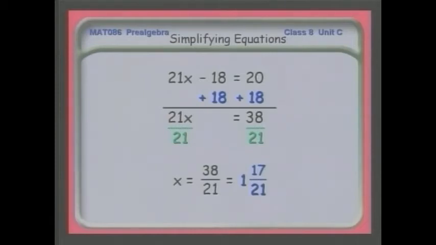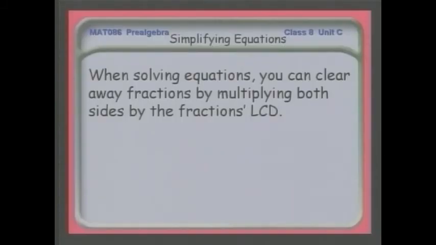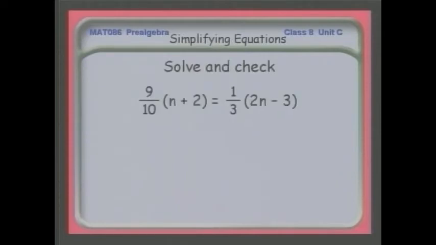I get exactly the same thing I did when I did this problem previously, but it was a lot easier because when I solved that equation, I solved it as an equation in whole numbers. Much easier to deal with. When you solve equations, you clear away the fractions on both sides by multiplying by the least common denominator for the fractions. Let's see if we can do it on this one.